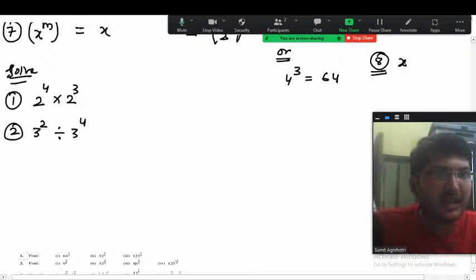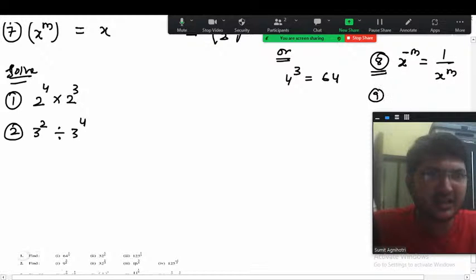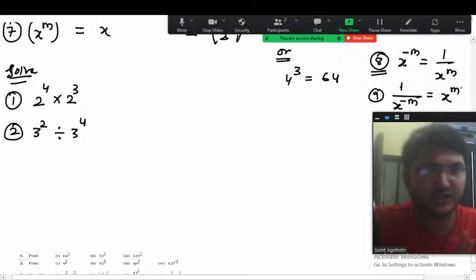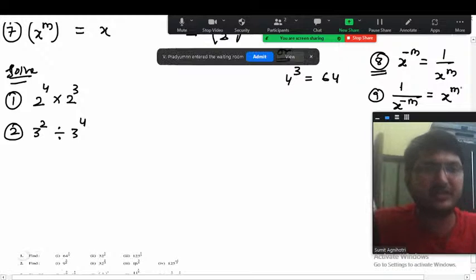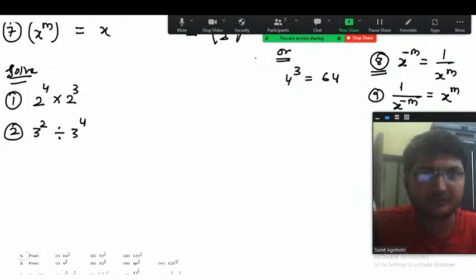If I'm having any power in minus, we can write it as 1 over x to the power m. If I'm having something written like this, power in minus and it is in the denominator, we can just shift it to the numerator with positive power. These rules are quite obvious.